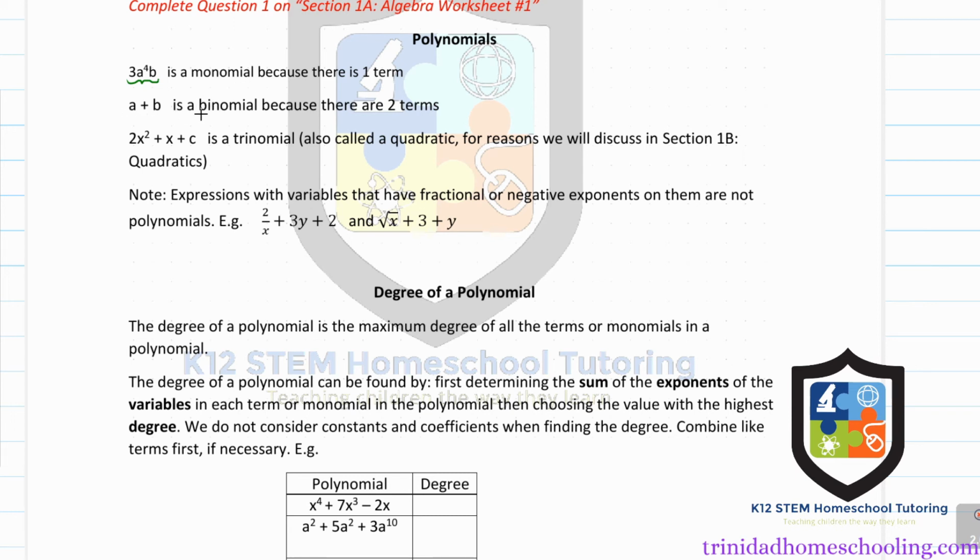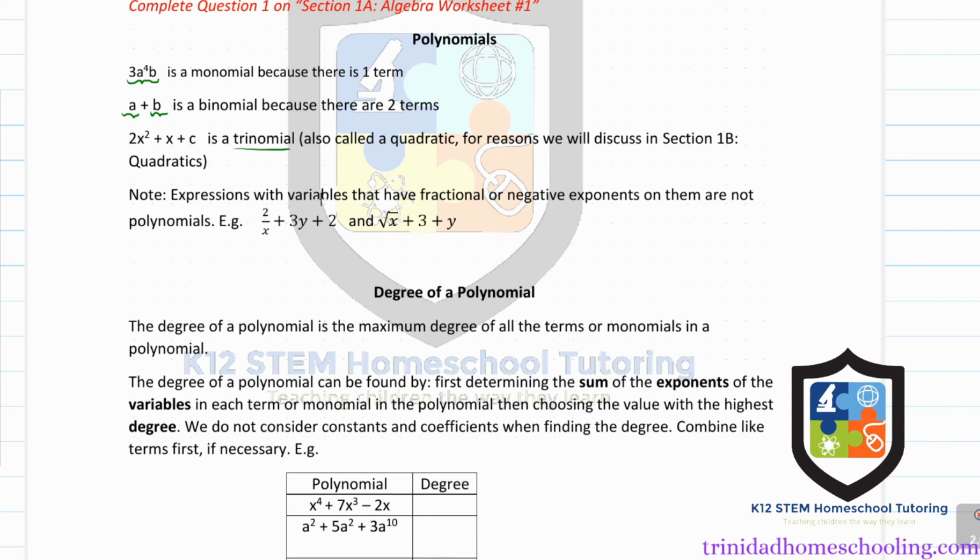A plus b is a binomial because there are two terms. You have the a and you have b. 2x squared plus x plus c is a trinomial. It is also called a quadratic. It's called a quadratic for reasons that we will discuss in section 1b in quadratics. So that's in another lesson.